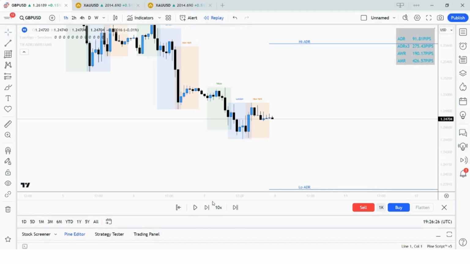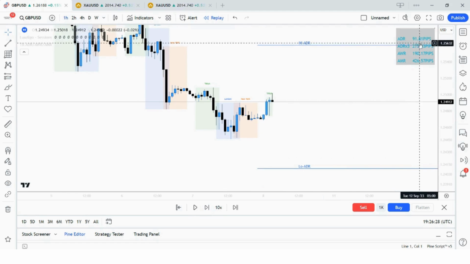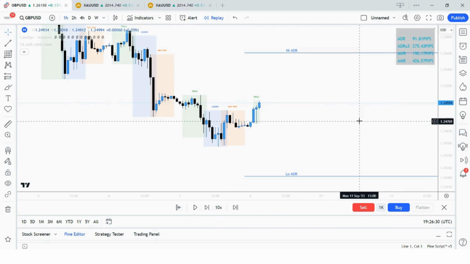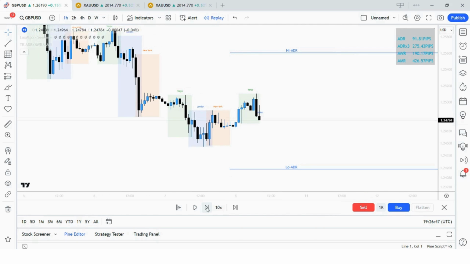Now let's see what happens. Today's new ADR is 91.8 pips, and this can mean that either price can move upwards 91.8 pips from the lowest point of the day to the ADR high, or move downwards 91.8 pips from the highest point of the day to the lowest point of the day. So let's see what happens.